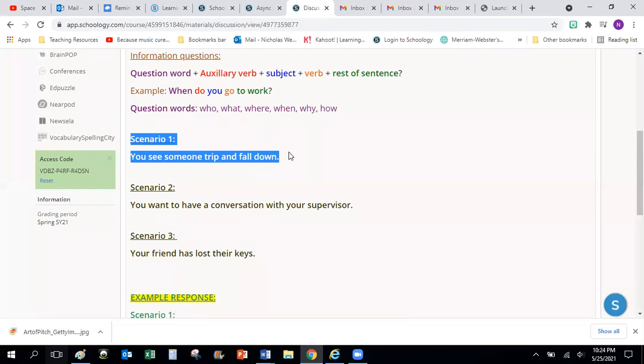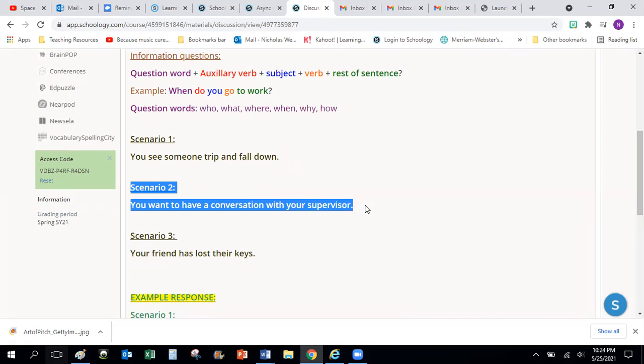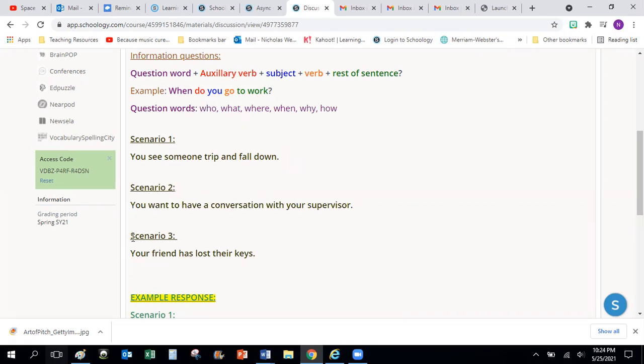Scenario 1, you see someone trip and fall down. Scenario number 2, you want to have a conversation with your supervisor. Scenario 3, your friend has lost their keys. So for each scenario, you should think of some questions you can ask in this situation. At least 1 or 2 information questions and at least 1 or 2 yes/no questions. For scenario 1, same thing for scenario 2, same thing for scenario 3.